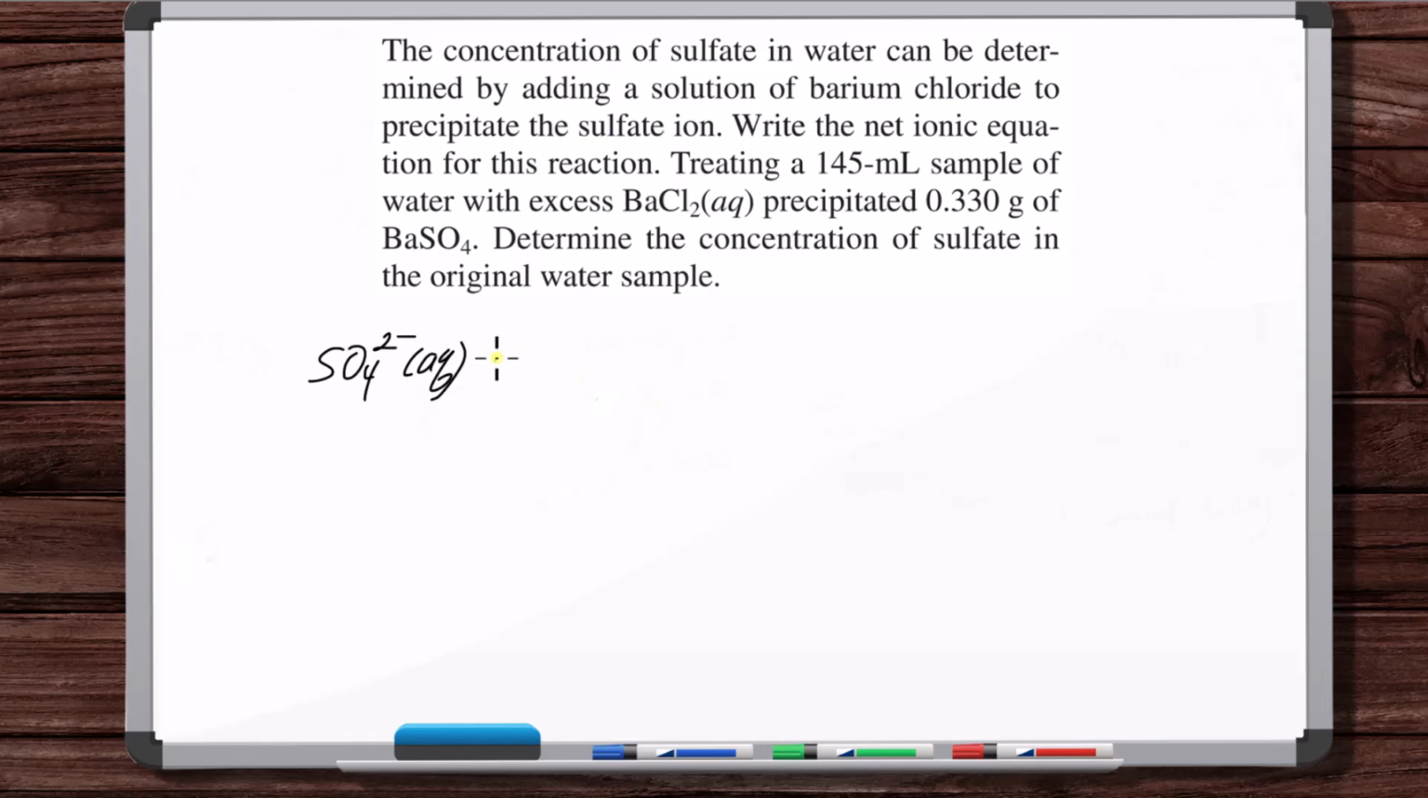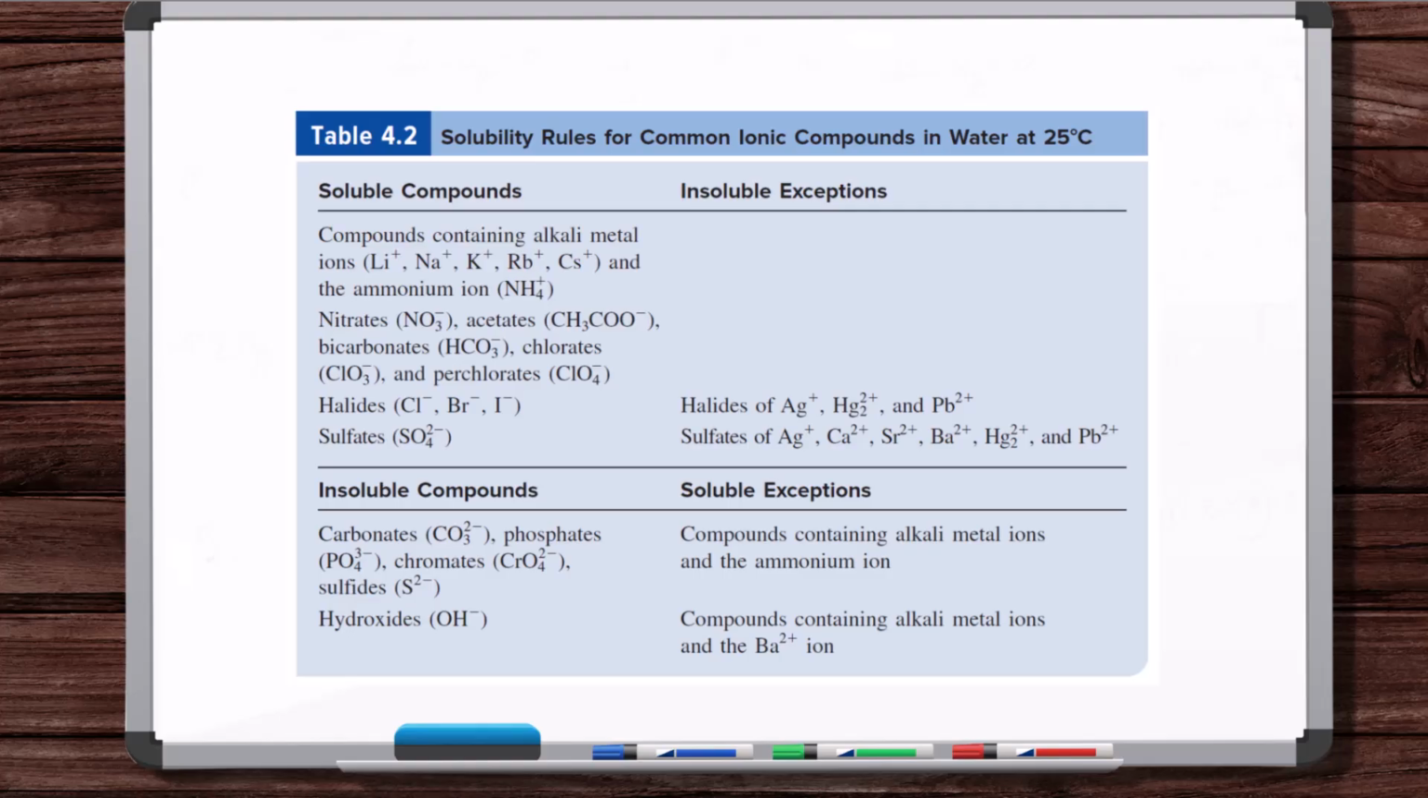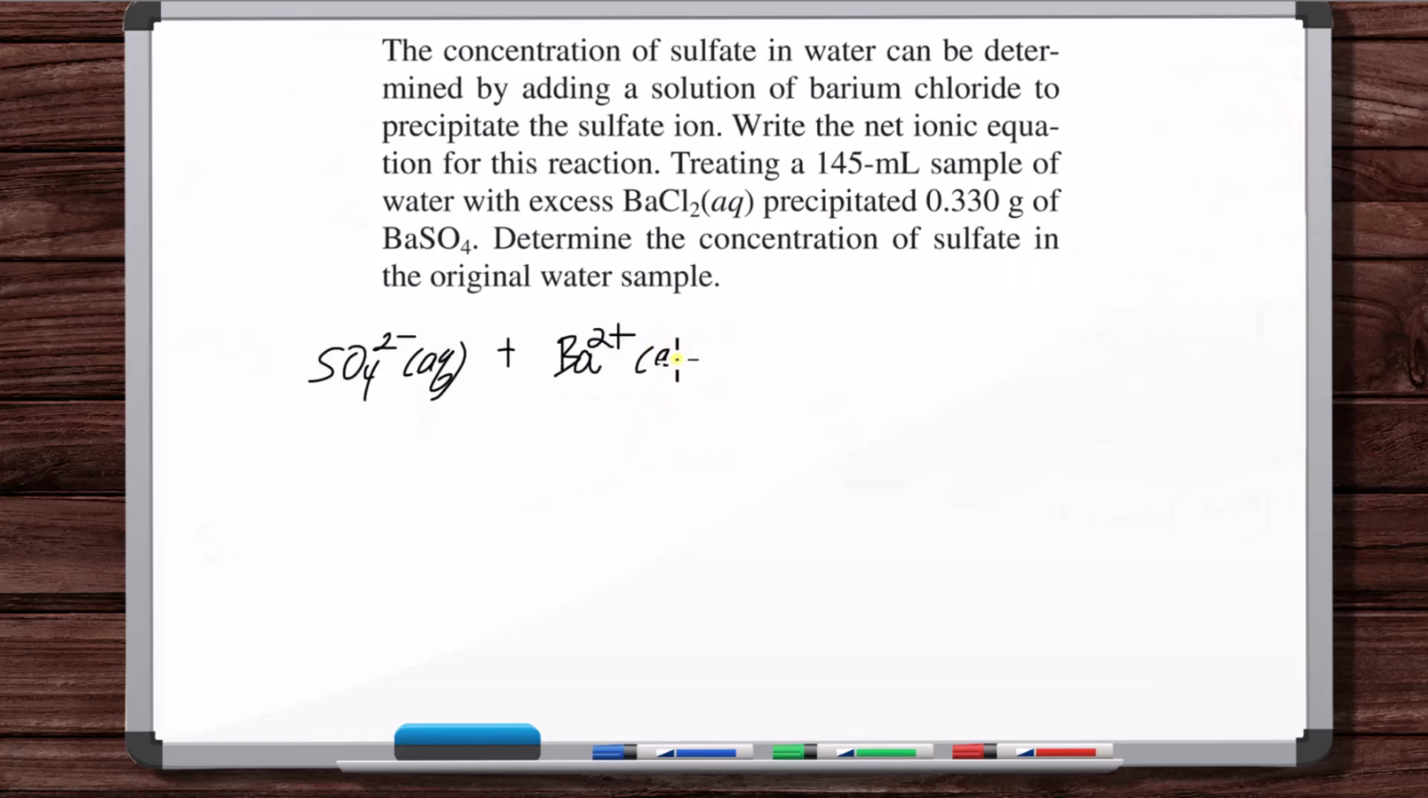So let's make sure that barium chloride is soluble. It is, or else this question wouldn't make any sense. All halides are soluble, and barium is not an exception. So there we go: Ba2+ aqueous and Cl- aqueous. There's your interacting species. So this is what we're starting with.